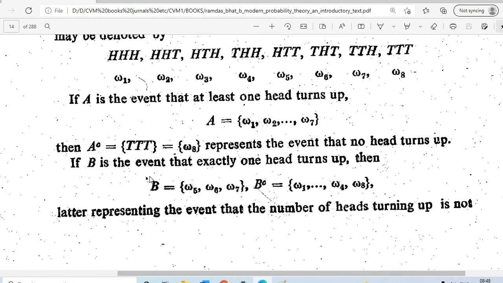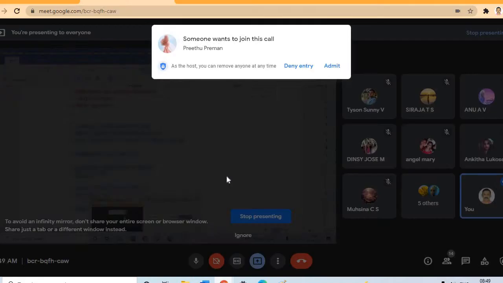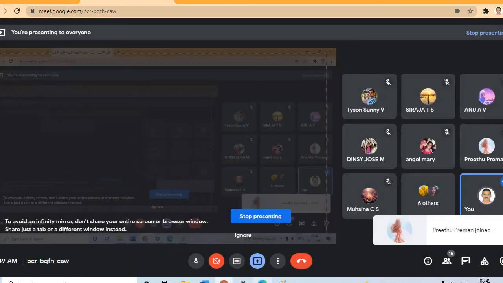Let us consider another event. So what is an event? You have studied in degree classes. An event is a subset of a sample space. So what is a sample space? You must have studied sample space in degree. The set of all possible outcomes of an experiment is the sample space. So what is an event? A subset of a sample space.